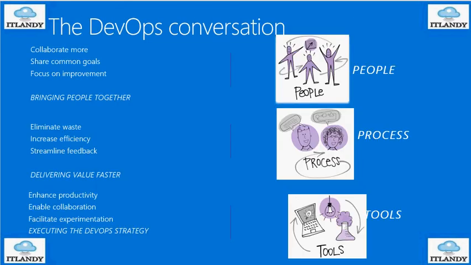So we can collaborate more, share a common goal, focus on improvement, bring people together, eliminate waste, increase efficiency, streamline feedback, deliver value, enhance productivity, enable collaboration, and facilitate experimentation. So these are the three: people, process, and tools, which are basically useful. You get a set of architecture, technical practices, and culture which enable the fast flow of work items for DevOps with operations, security, delivery, reliability, and stability.